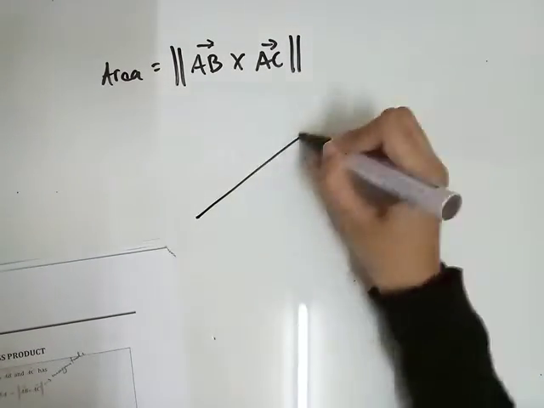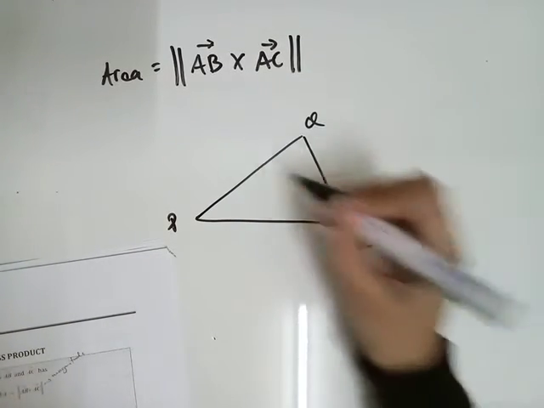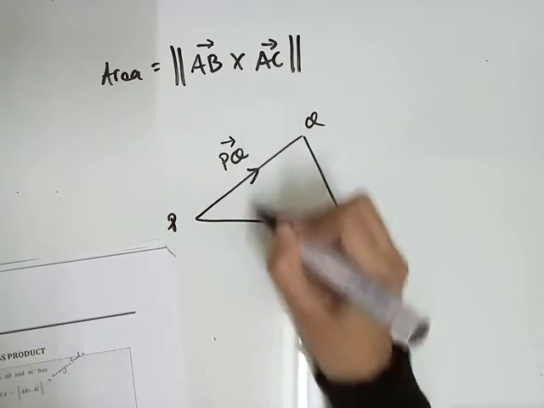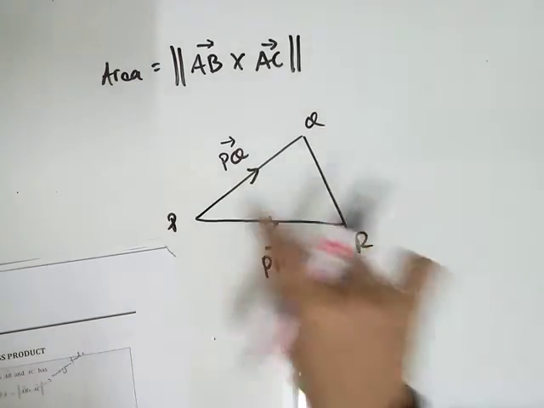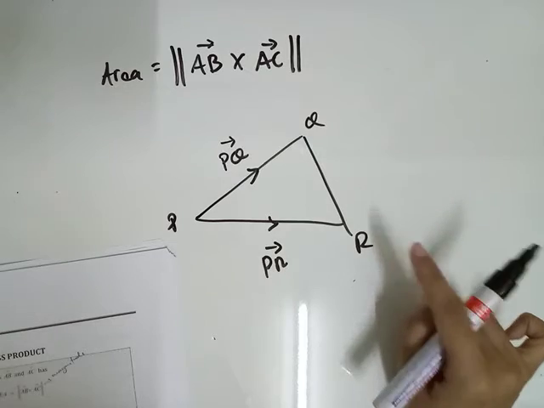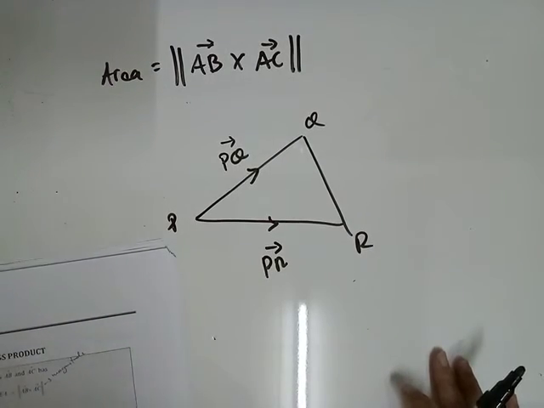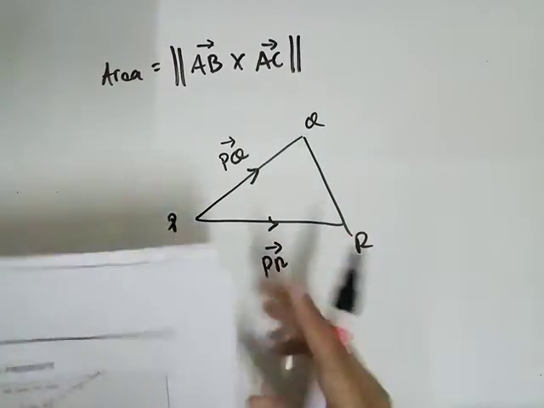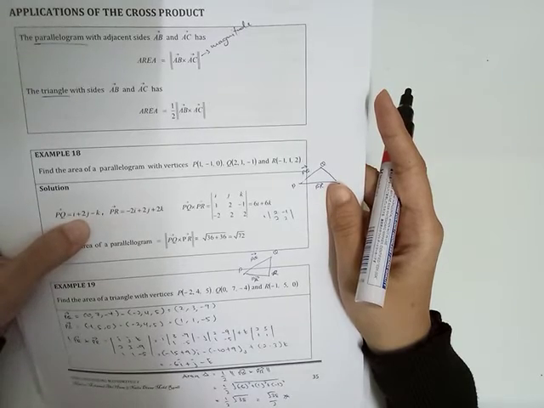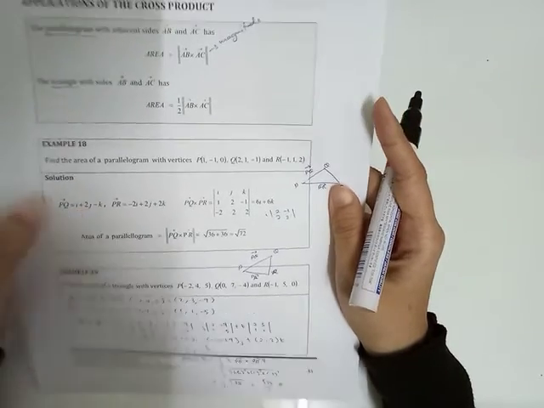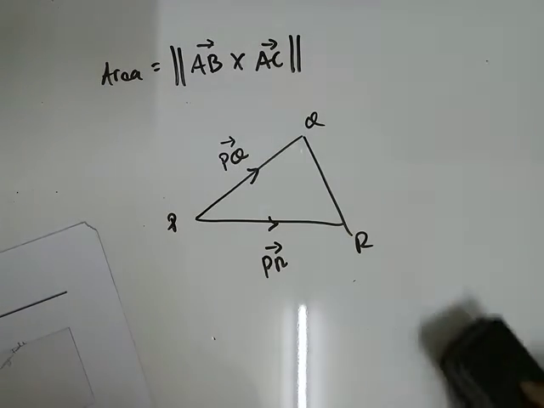Like I taught just now for P, Q, R, you have to find the vectors PQ and PR first. If you want to find QP, QR, it doesn't matter, the value is the same. Or RQ, RP, the concept is the same. So you have to find the vectors PQ and PR. In the solution, they have given the answer. PQ is (1, 2, -1). PR is (-2, 2, 2).